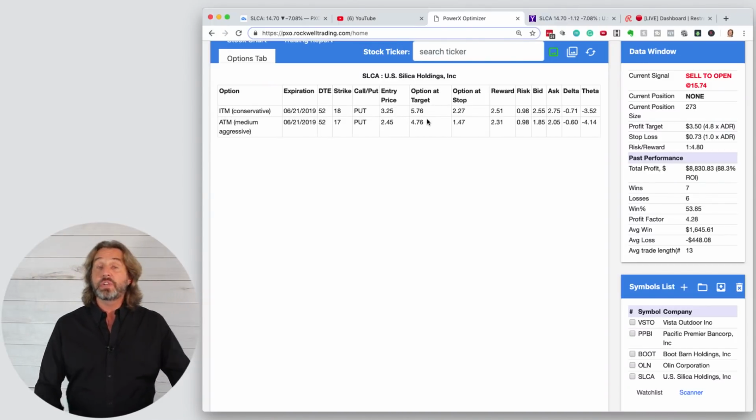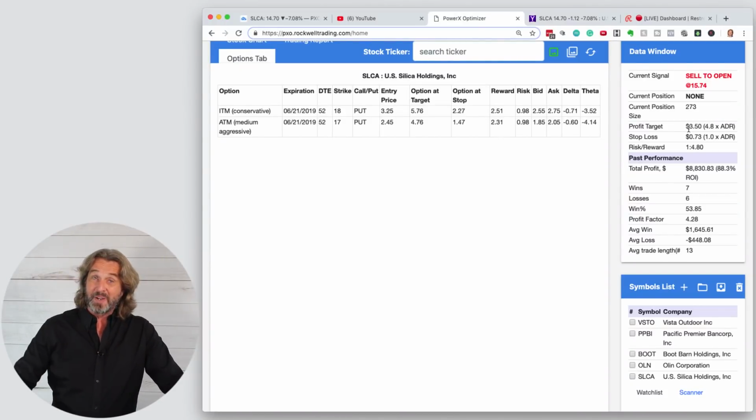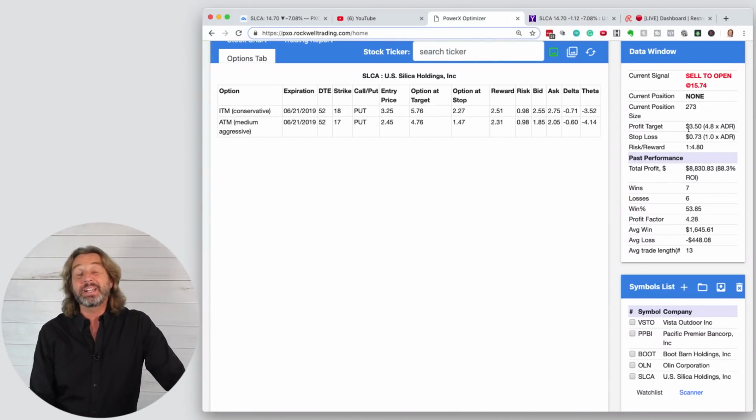I can then also use the same formula and estimate how much the option would be worth once the stock hits my profit target. And you see, my profit target is that the stock drops, because we're talking about a falling market, by at least $3.50. So this means that the option at target should be worth $5.76.